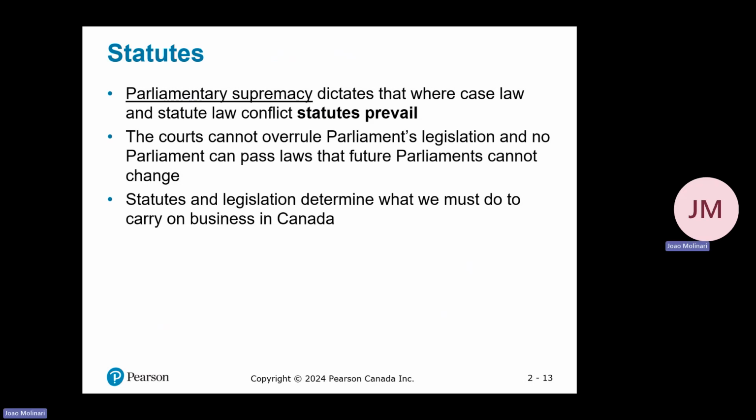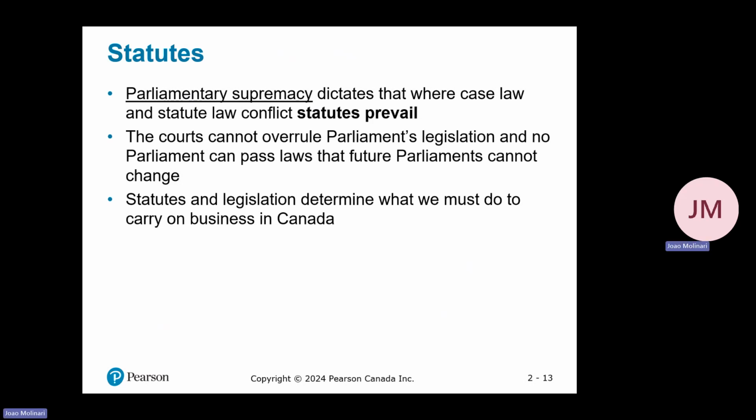So that's why the Constitution of Canada made parliamentary supremacy. They have made the statute stronger than case law.